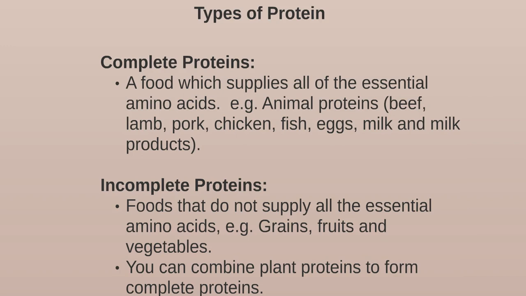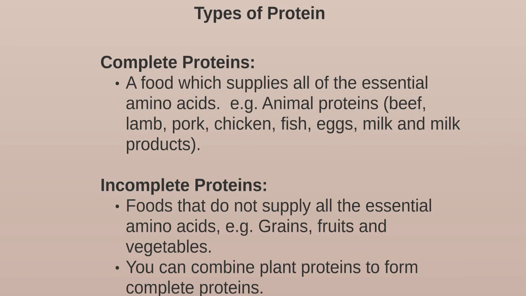So you can see there the different cuts of meat are all in there, fish is in there, and then derivatives from animals such as eggs, milk and milk-based products are also known as complete proteins. You can find amino acids in a lot of other foods. Plant-based foods do have amino acids, but don't have all of the 8 amino acids in one complete package. So those that don't supply all of the essential amino acids are known as incomplete proteins.